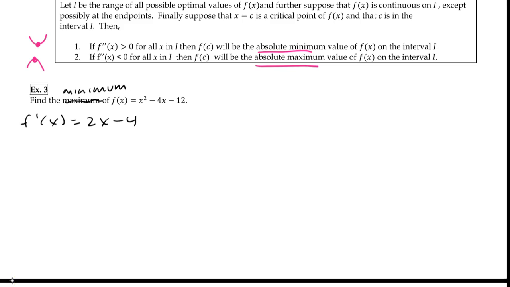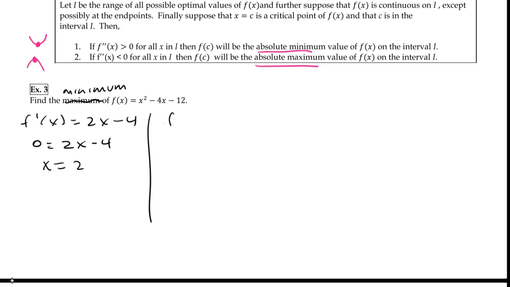The first step is to find critical numbers, so let's find the first derivative. I already have it written down here. We want to find where the first derivative is 0 or does not exist. 2x minus 4 exists everywhere, so we're just looking at where it's 0. This is the third time we've written this. We know x is 2. So this is a critical number. It has the potential to be a max or a min.